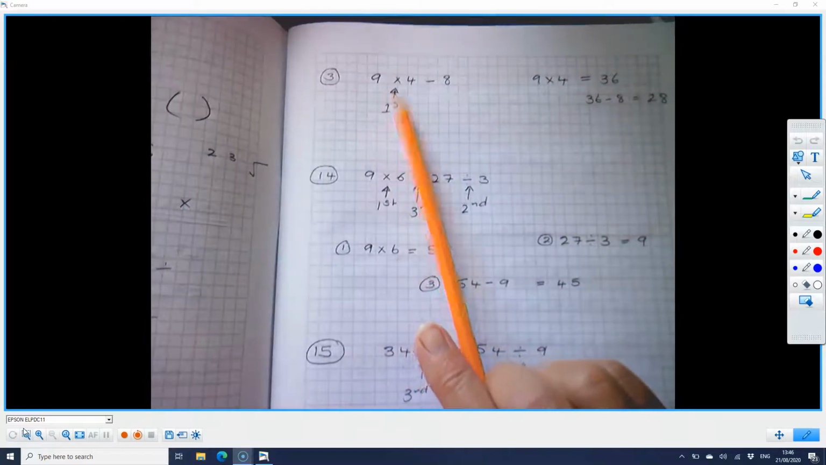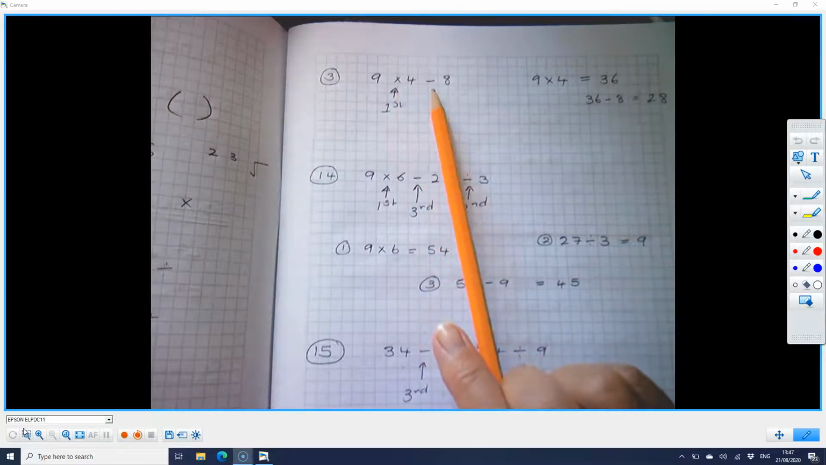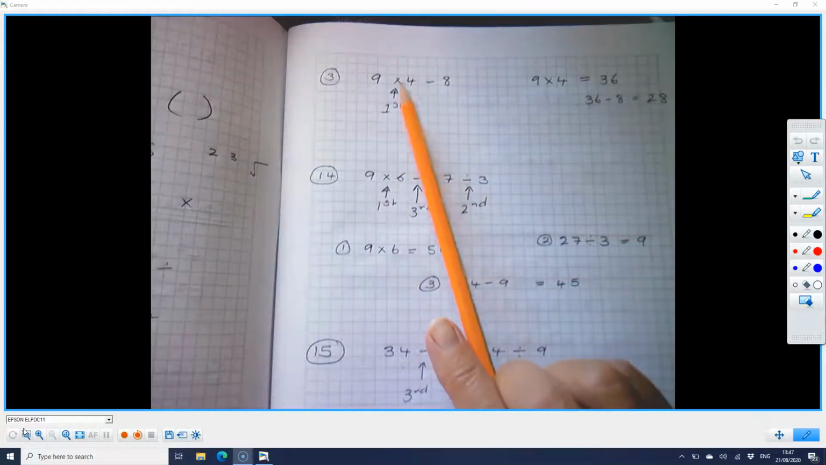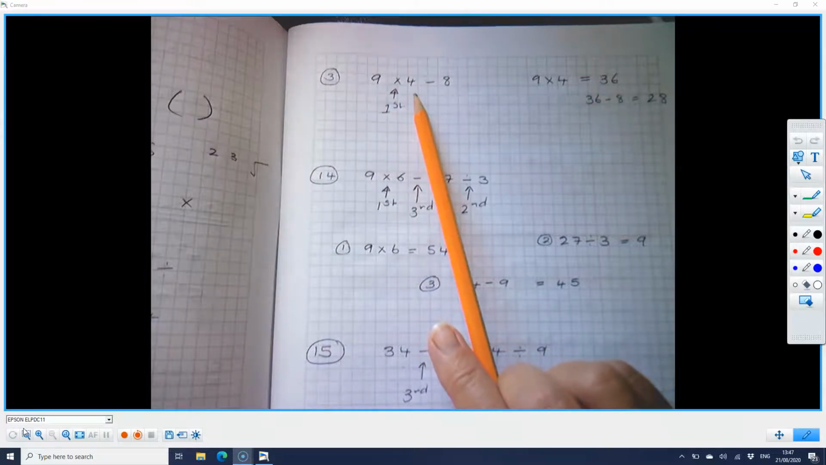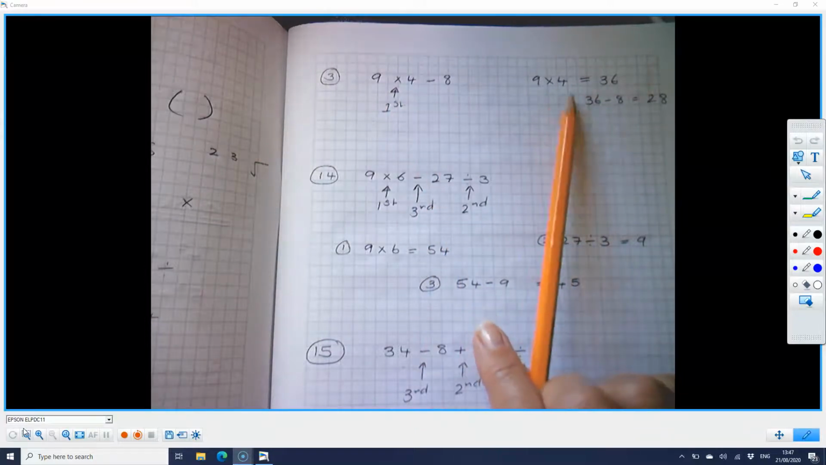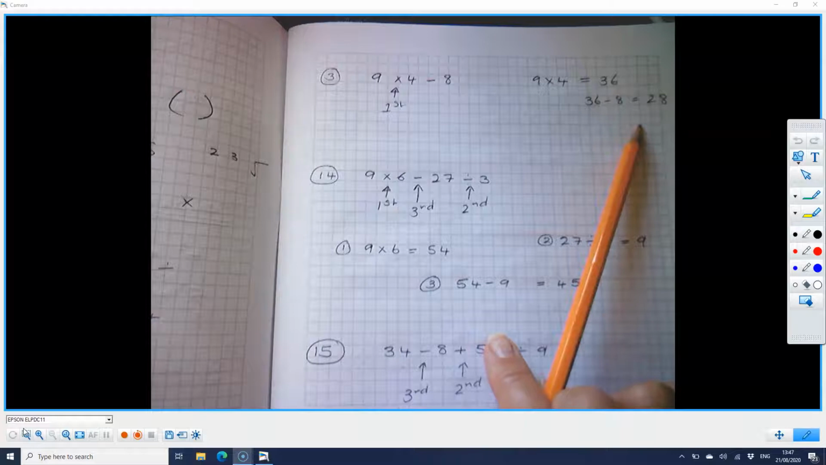So we go 9 times 4 minus 8. So again, look at the operations. Multiply comes before subtract, so you do the multiply first. So 9 times 4 gives you 36. And then 36 take away your 8 is 28.